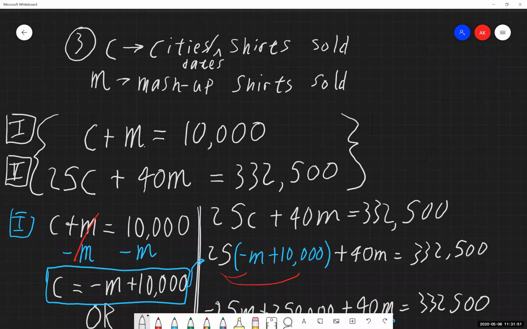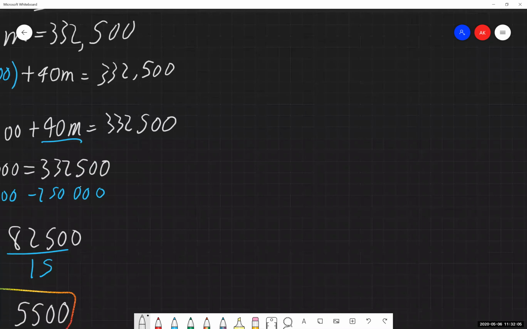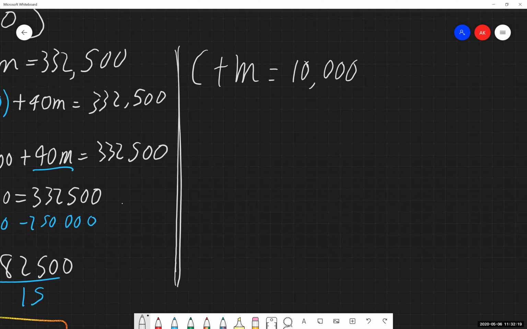So what I'm going to do, I'm going to use my first equation here because it looks like it's going to be the easiest. And I'm going to plug in the value that we just found for m in for m in our equation here. And then we're going to solve that thing out. So rewriting the first equation that we made. So again, the amount of the cities shirts versus the amount of mashup shirts combined together should give me 10,000. I already know the mashup shirt number is that 5,500 we just found.